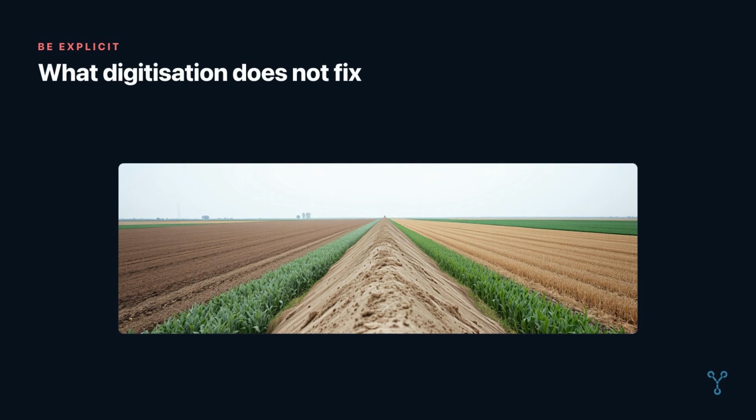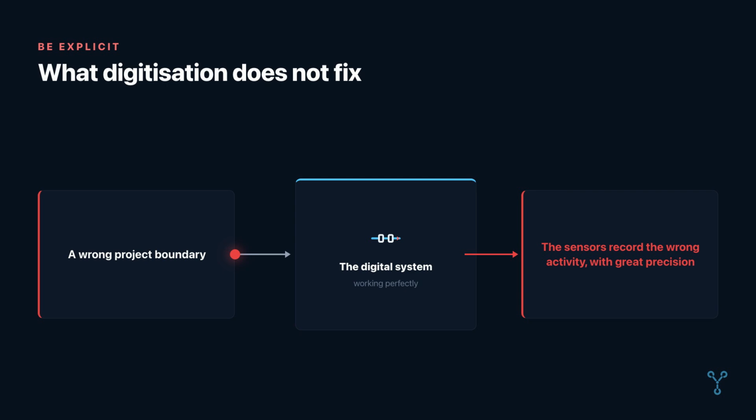However, it is vital to be explicit about what digitisation does not fix. Technology cannot correct a wrong project boundary. A boundary is the physical or operational limit of a project. If the boundary is wrong, the sensors will merely record the wrong activity with great precision. Digitisation also does not define an undefined indicator. An indicator is a specific metric used to measure performance. If the methodology does not specify what to measure, the system has nothing to capture.